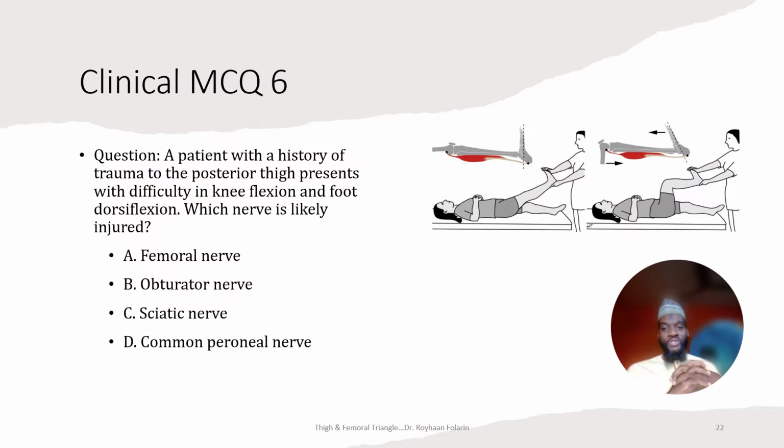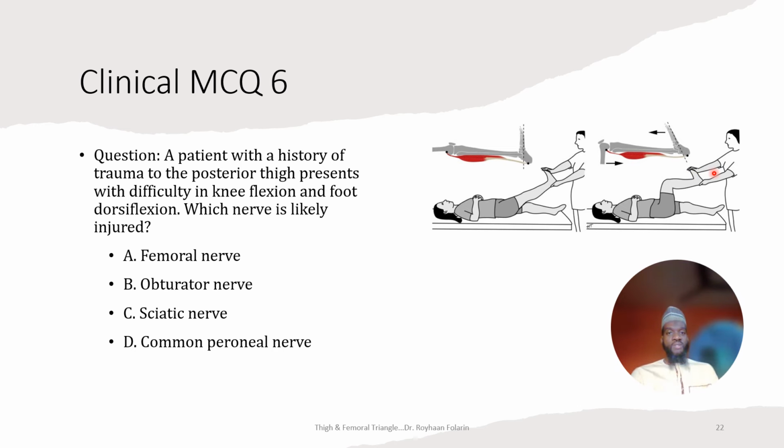My next question is asking about a patient with a history of trauma to the posterior thigh, presenting with difficulty in knee flexion and also difficulty in dorsiflexion. Remember, the superior part of the foot is called the dorsum of the foot. So when you bend the foot towards that dorsal surface, it is called dorsiflexion, such as this pressing of the foot. And when you bend the foot in the opposite direction, in the direction of the plantar surface, that's called plantar flexion.